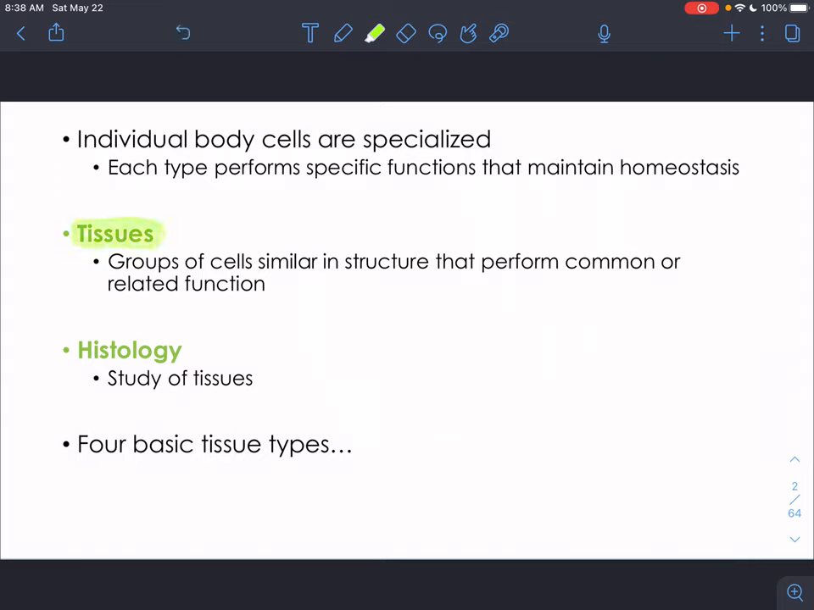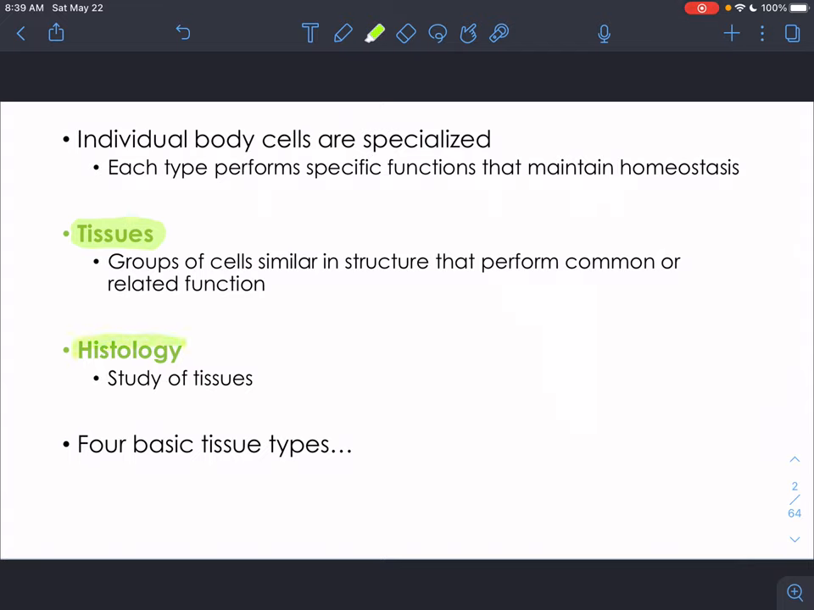Tissues are groups of cells that are similar in structure that perform a common or related function. Okay, so all of the cells of your heart, they're all cardiac muscle cells, right? Individual cells can't perform the function of pumping blood through your body on their own, so they get together with the other similar cardiac muscle cells and make the tissues that form your heart, right? Without that connectivity between the other cells, they wouldn't be able to perform their function. Okay, so tissues are just groups of cells that perform a common function.